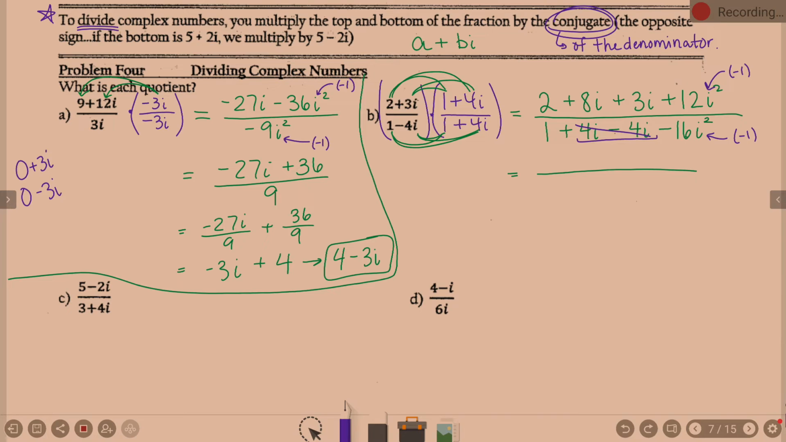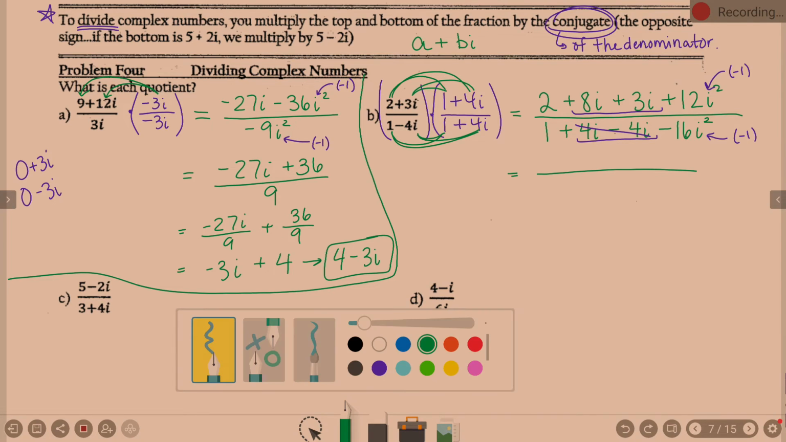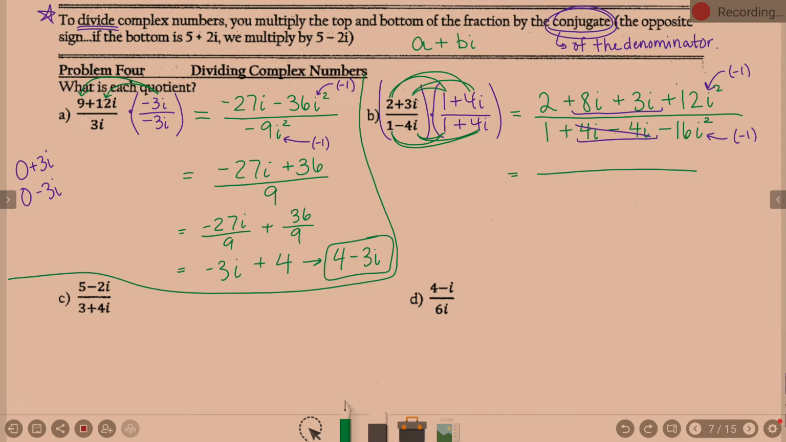Okay, slow down here. On the bottom, guys, do we expect this? Should these 4i's be canceling? Yes. If they don't, you need to back up and see what you did wrong. On top, what do we notice? 8i and 3i are like terms, yes? So on top, I'm going to take baby steps because I don't want to lose anyone. There's a 2, and 8i and 3i is 11i.